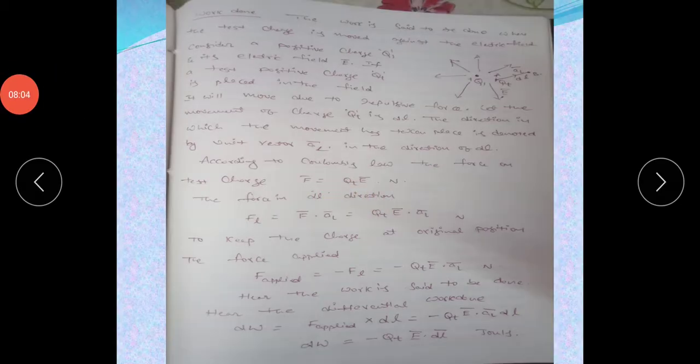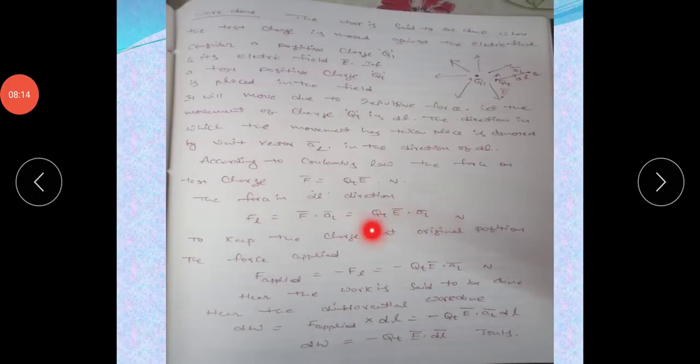Next, the force in the dl direction is represented by Fl. So Fl equals F bar dot Al bar, which equals Qt into E bar dot Al bar newtons. Next, to keep the charge at its original position, that is at point A, we have to apply a force on the test charge at point B. The work is said to be done if the charge moves from point B to point A.